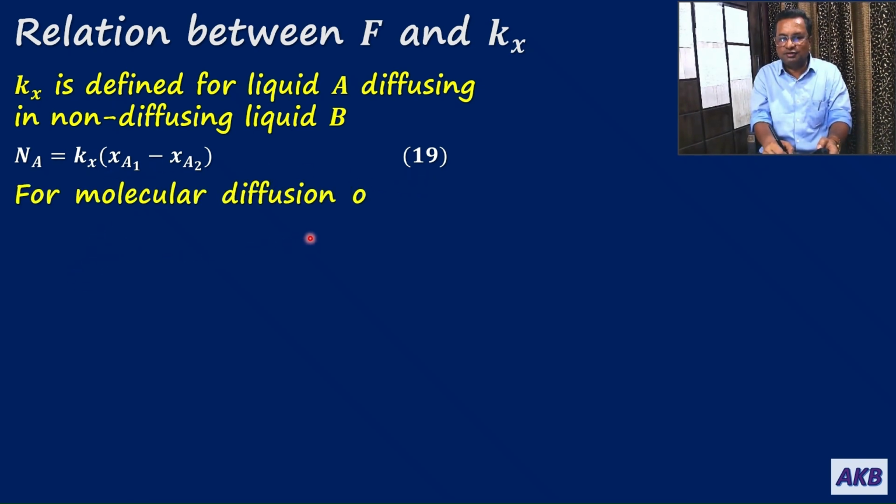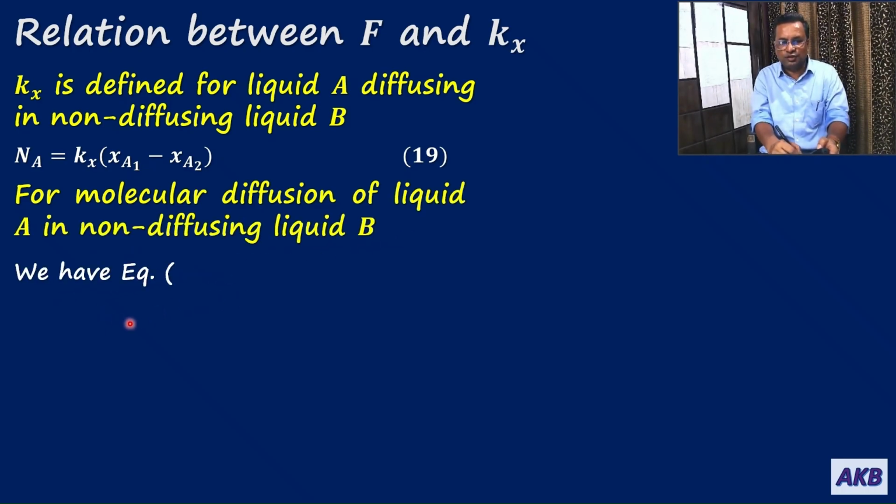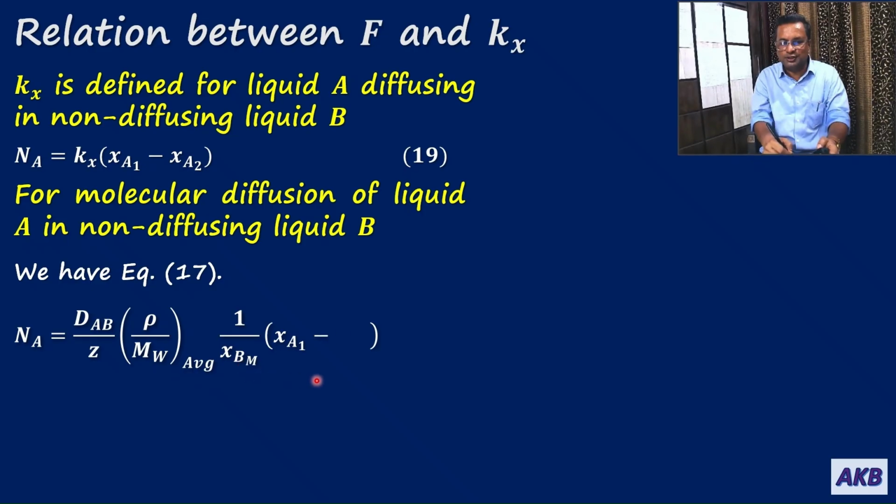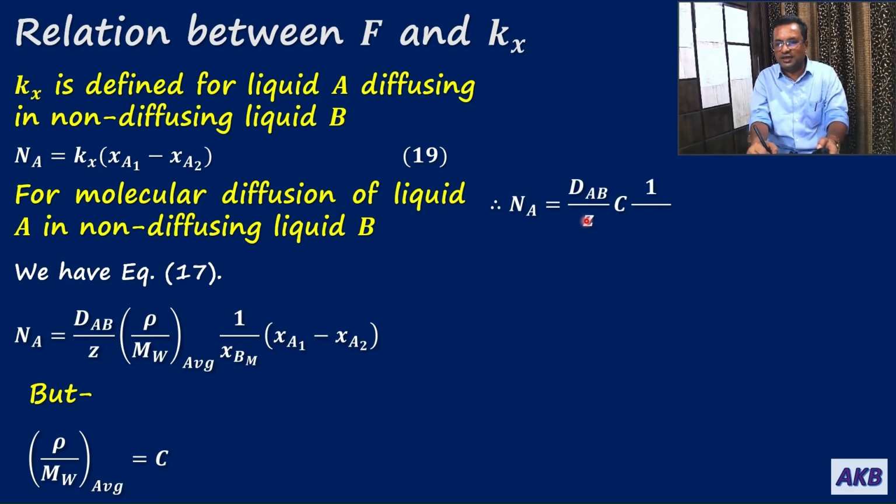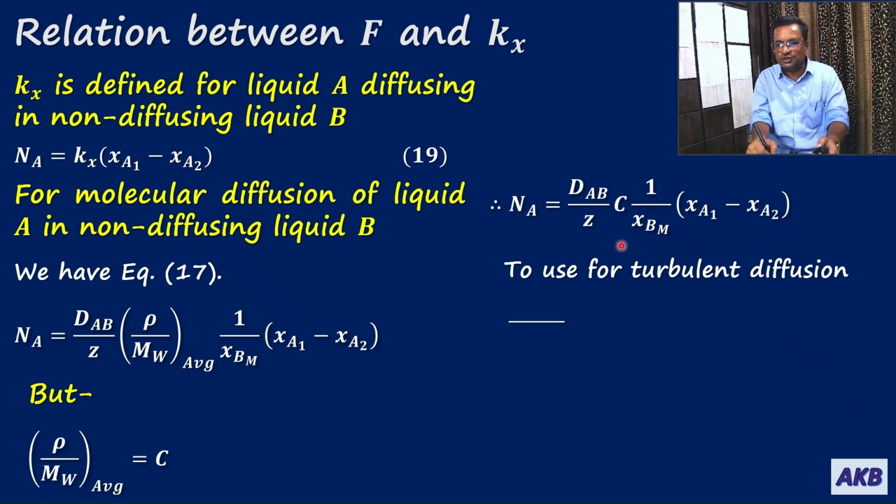For molecular diffusion of liquid A in non-diffusing liquid B, we have equation 17, which is Na is equal to DAB upon Z into rho upon MW average into 1 upon xBm into (x1 minus x2). But we know that rho upon MW average is nothing but the total molar concentration. So therefore, Na is equal to DAB upon Z into C into 1 upon xBm into (x1 minus x2).